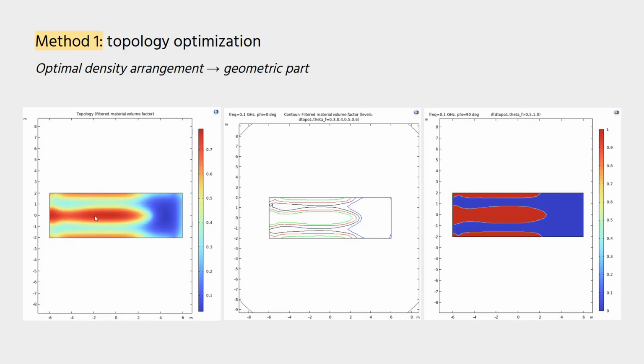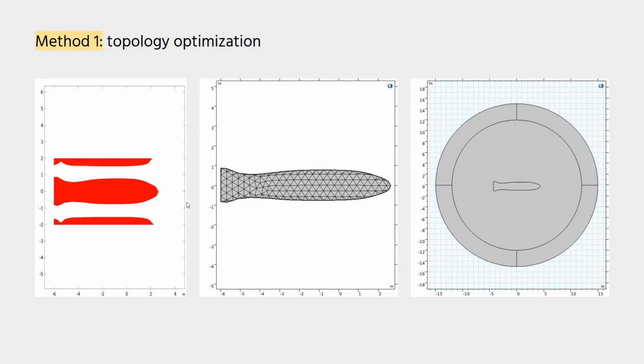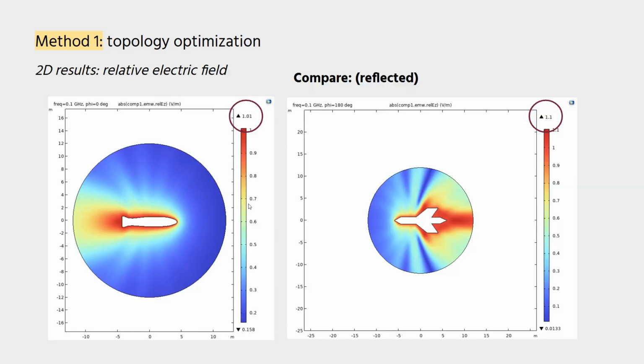So we extracted the shape and converted it into a geometric part and ran it through the model, and it gave these results for the relative electric field. So essentially what a distant observer might see. Compared to a benchmark airplane, the scattering is much more concentrated towards the back here.